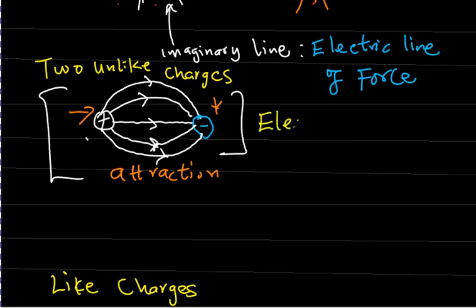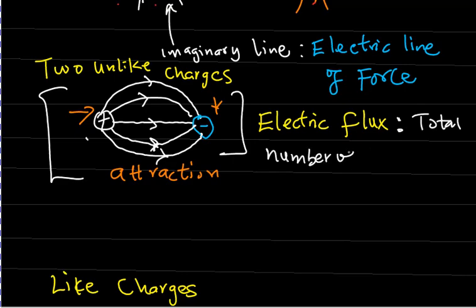Electric flux is the total number of lines of force that is measured in this unit area, or in that specified region where the electric force is being experienced.